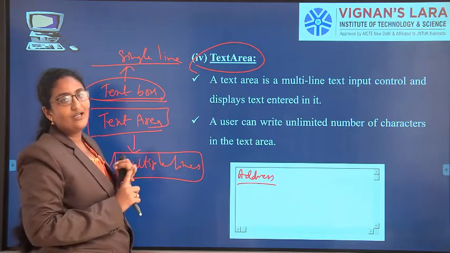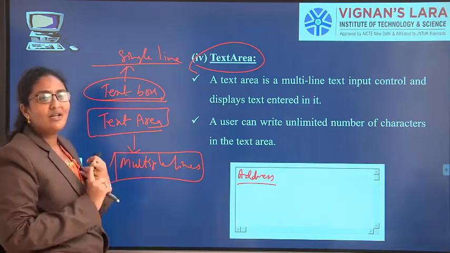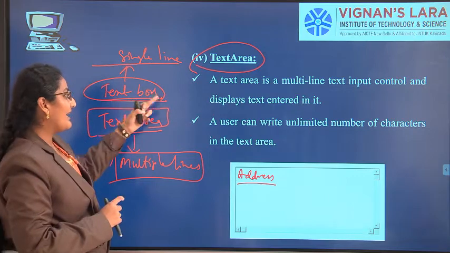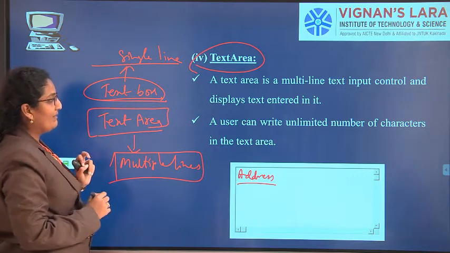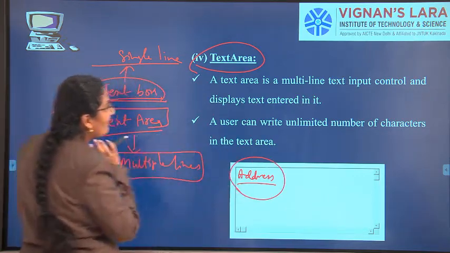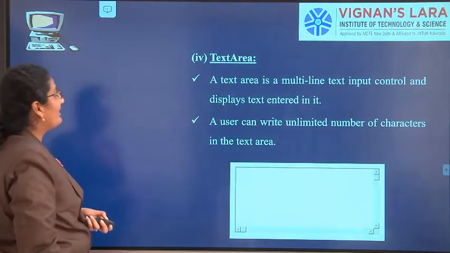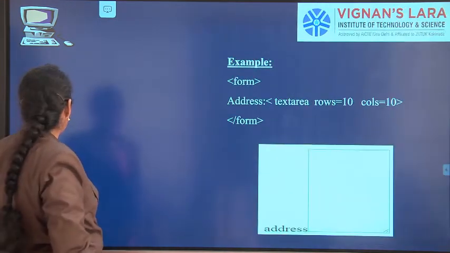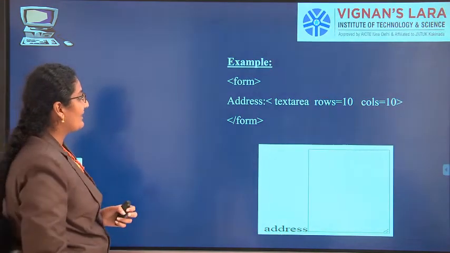In a radio button we can select only one option. In a check box you can select multiple options. Text area will take multiple lines as the input. Address is the best example for text area. So let us see the example for that. So this is the example for text area.